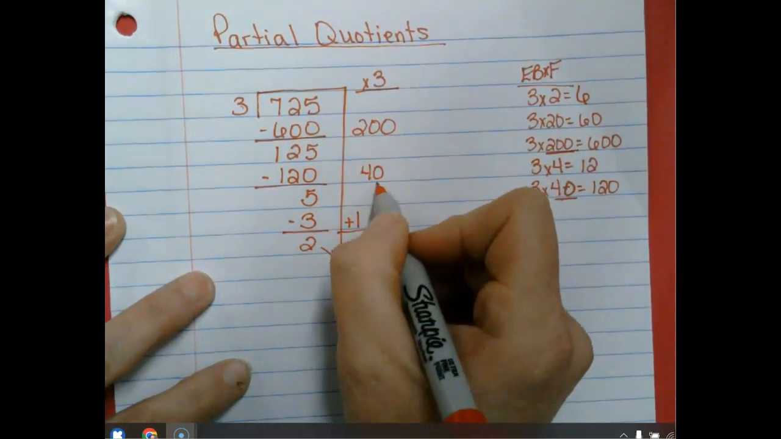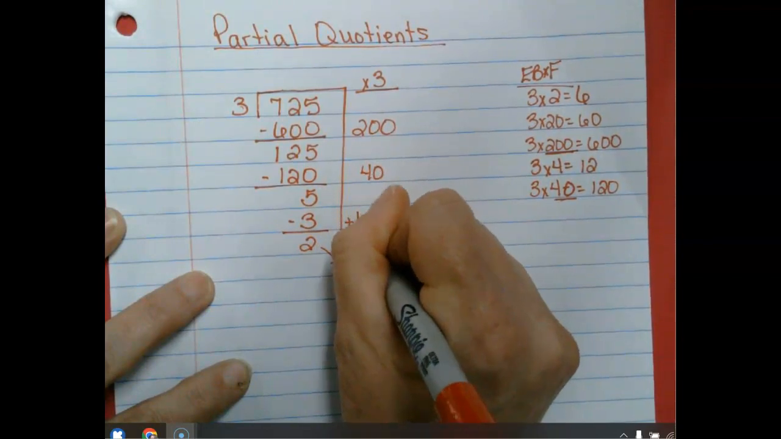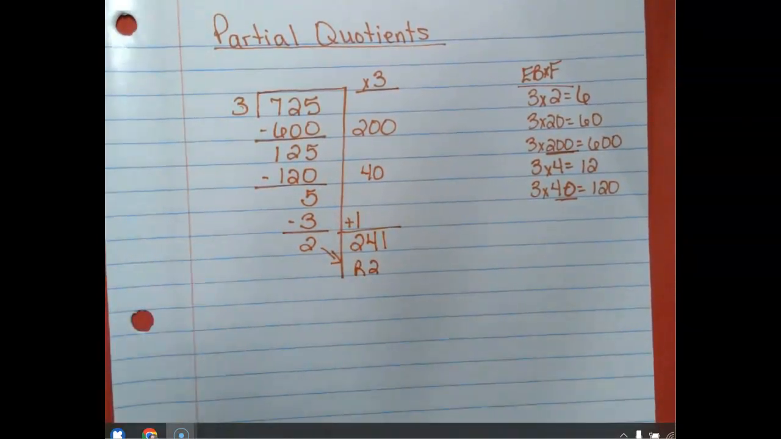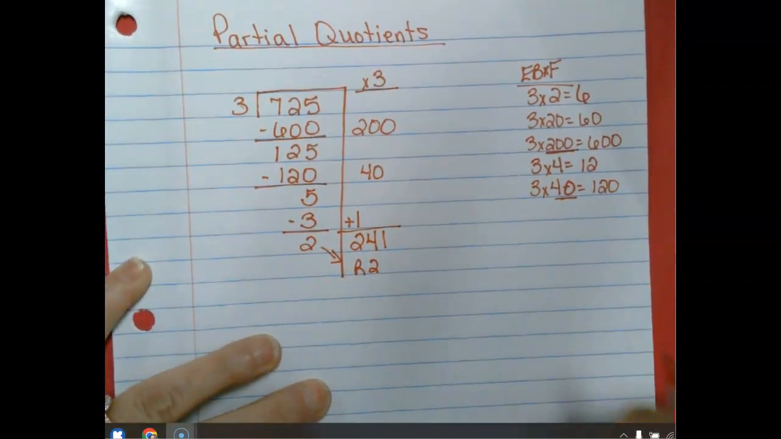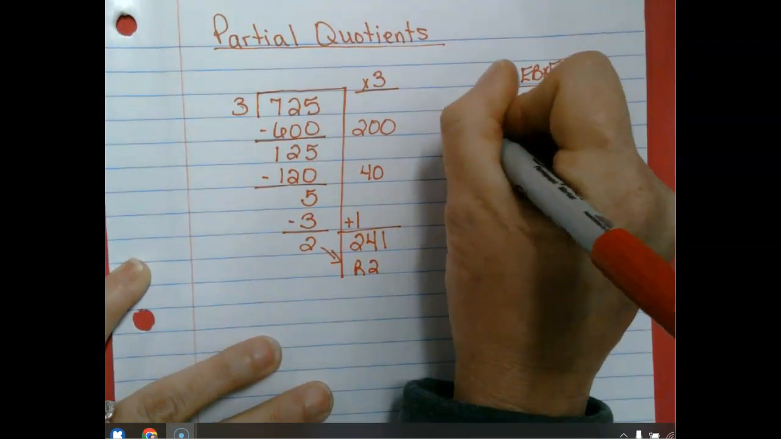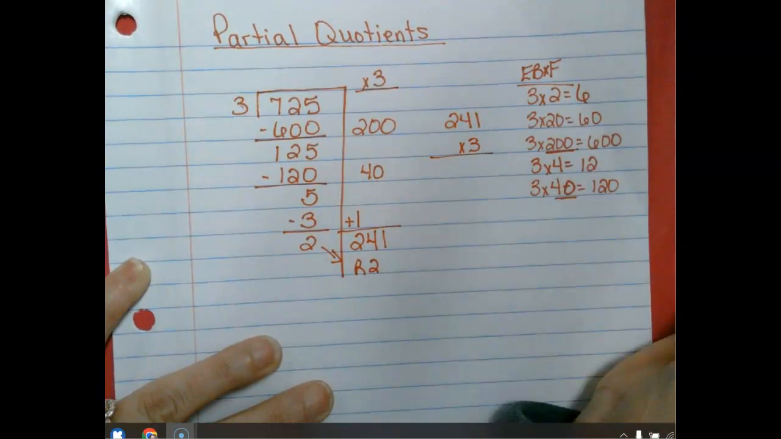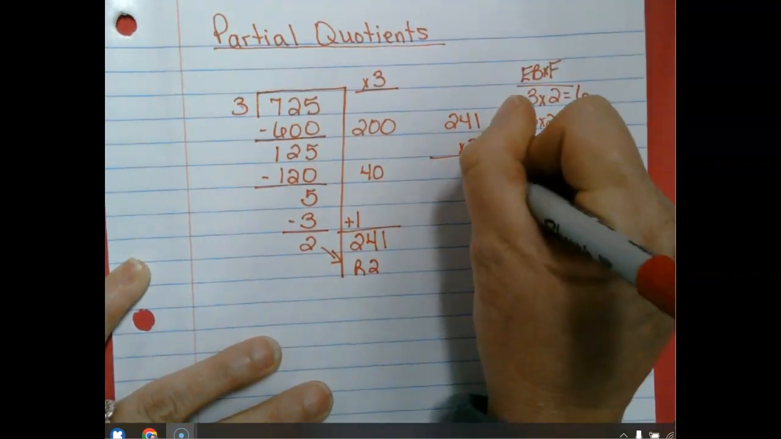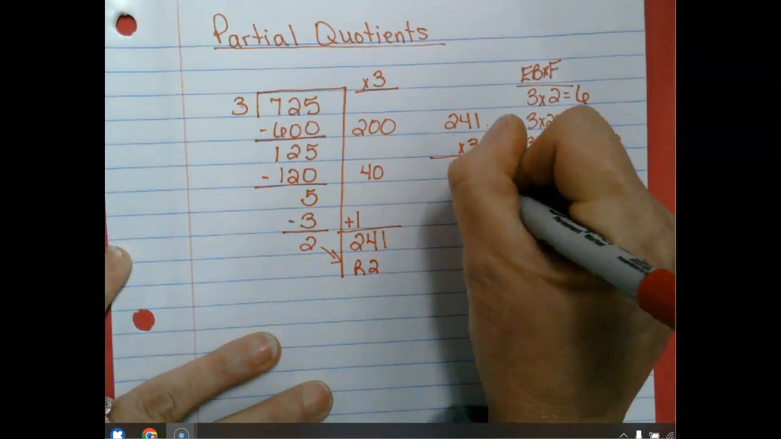So 200 plus 40 plus 1 would be 241 with a remainder of 2. So again, let's check ourselves because we always check our answer when we're done. So I'm going to have 241 times 3. 3 times 1 is 3. 3 times 4 is 12. So I have a 2 in the tens place.